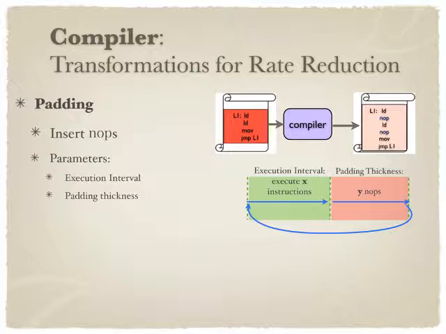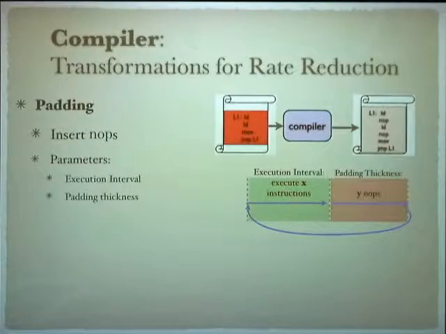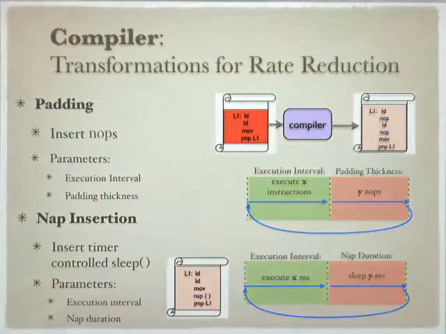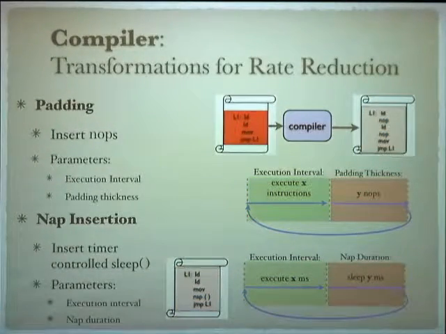Based on this intuition, we have two techniques to reduce the memory request rate. One is padding. Basically, we insert no ops into those code regions. So the application executes a few instructions and then executes no ops. During this phase, no memory requests are issued. Another one is nap insertion. So you can control it, let the application run for certain milliseconds, for example, and then let it sleep for a few milliseconds, to control the rate reduction.